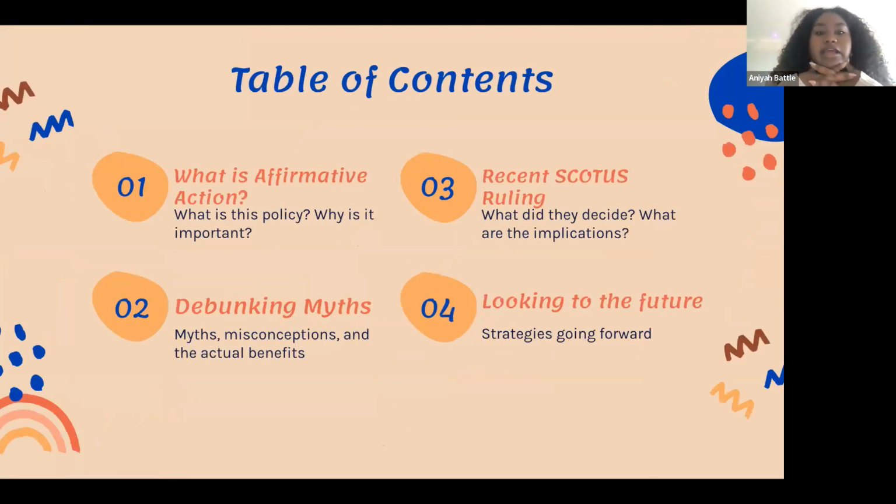We're gonna be talking about what affirmative action is, this policy. We'll go over why it's important. Then we'll also talk about some of the myths and misconceptions surrounding affirmative action versus the actual benefits. Then we'll talk about the most recent action with affirmative action that SCOTUS has taken, which has been the overruling of affirmative action. We'll talk about their decision and the implications of them overruling it. And then we'll also talk about strategies dealing with the ban of affirmative action moving forward.